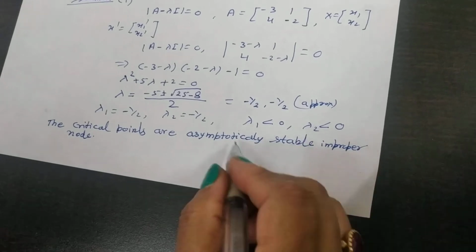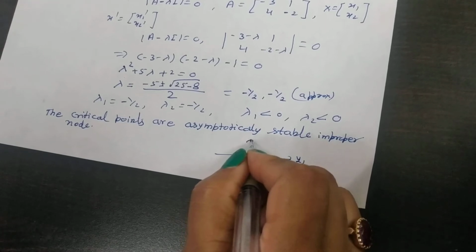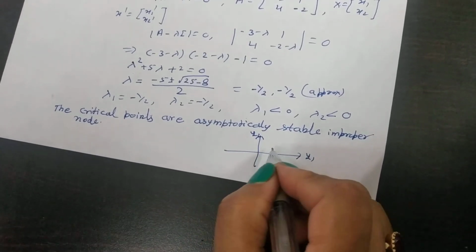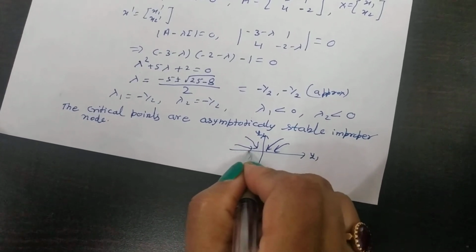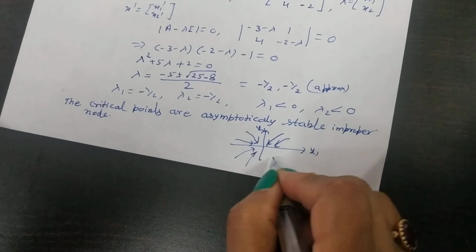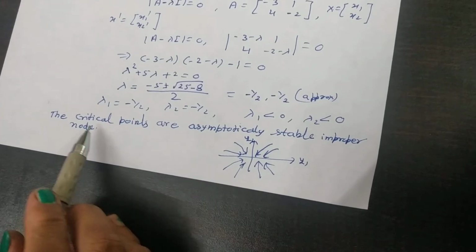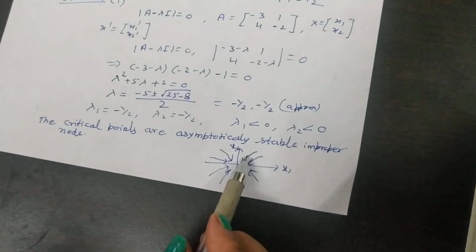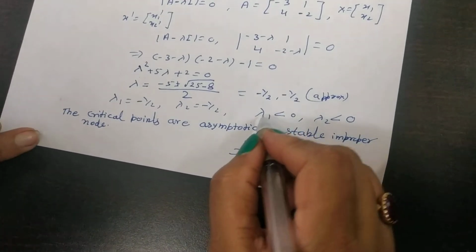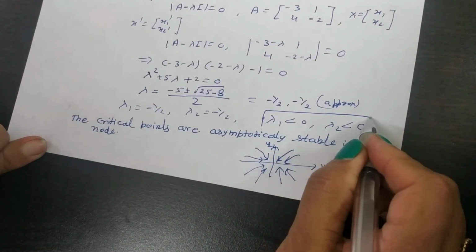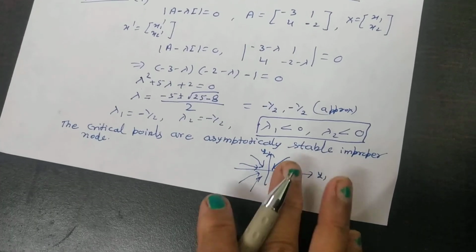From lecture 1 I have discussed this, and you can also define the phase portrait, which is like that. In the phase portrait, these trajectories tend to the origin. And the nature of the roots, you can say, is asymptotically stable improper. From this you can discuss all the nature of the roots.